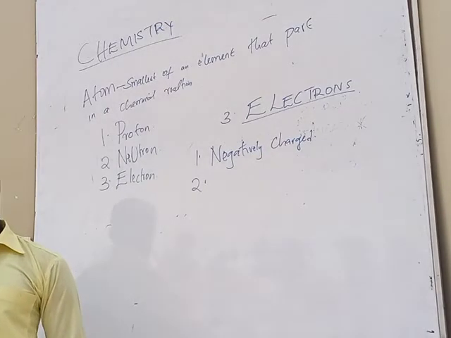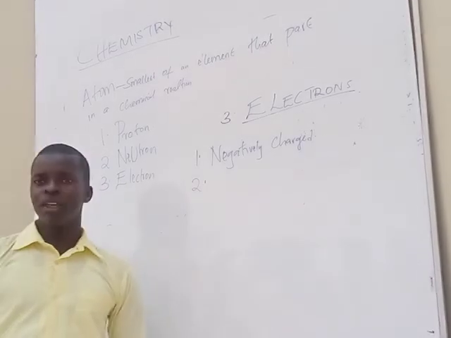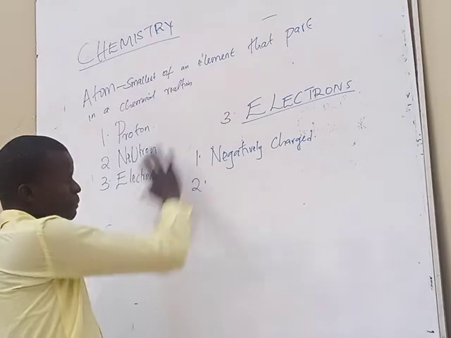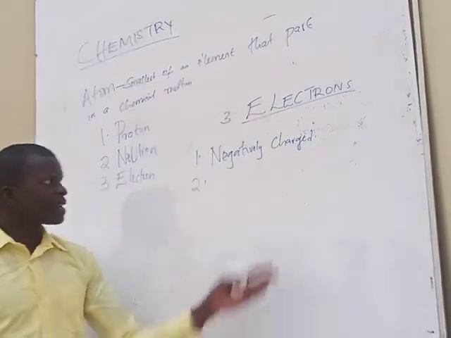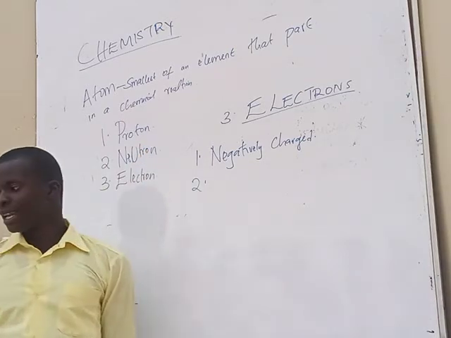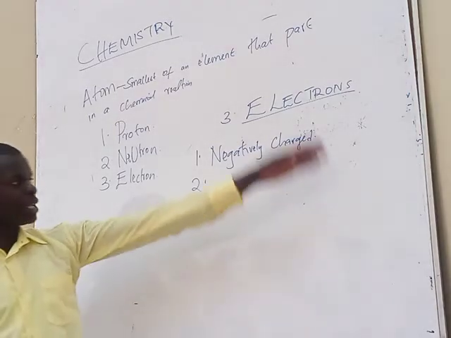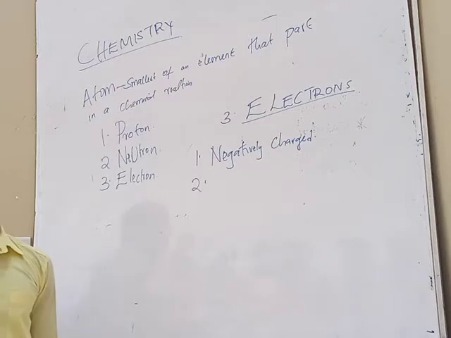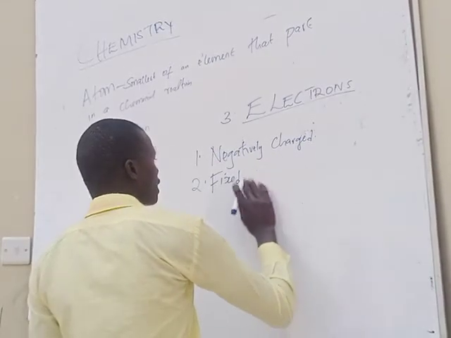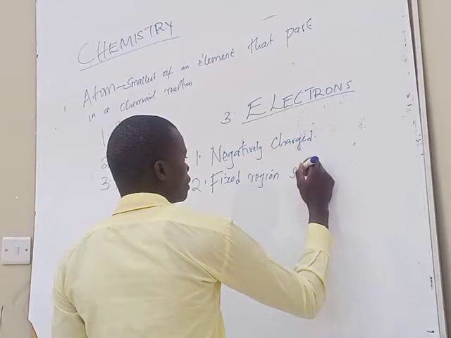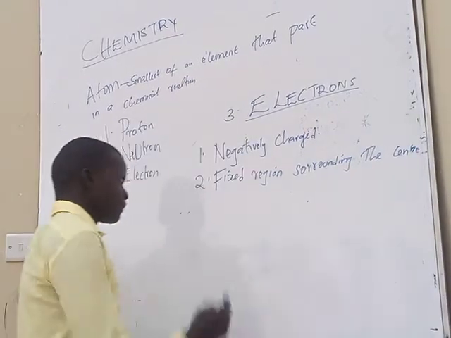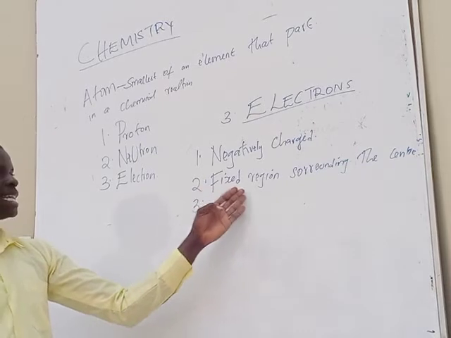What about these electrons? Electrons are found in the fixed regions surrounding the center of an atom, called the energy levels or orbitals. At the center we have the protons and neutrons, but around the center, the remaining part is covered by the electrons. That's where they are located. So, characteristic number two is that they are in fixed regions surrounding the center.